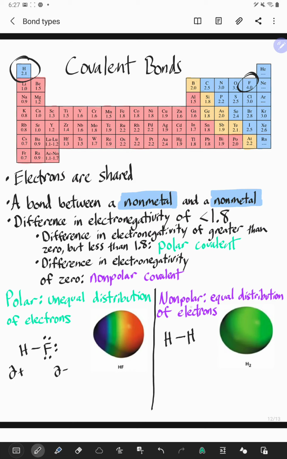A nonpolar covalent bond is when there is no partial positive or partial negative, because there's a completely equal distribution of electrons, or very close. Some textbooks, when I was in college, I learned it as a difference in electronegativity of less than 0.5. That might be true, but for the purpose of this class, we're just going to go with the value of 0. And typically that's going to mean that you have the same one element bonded to the exact same element.